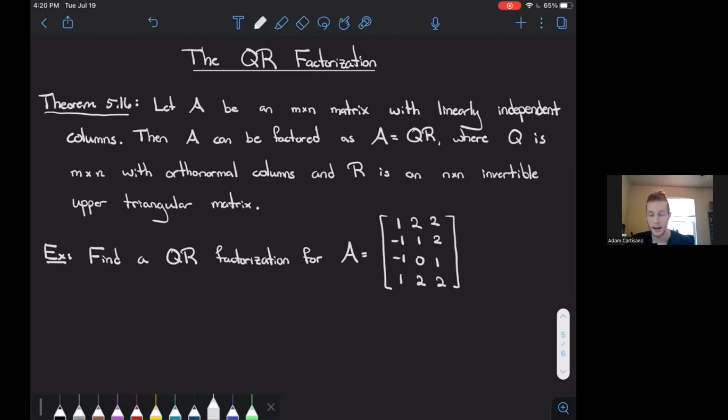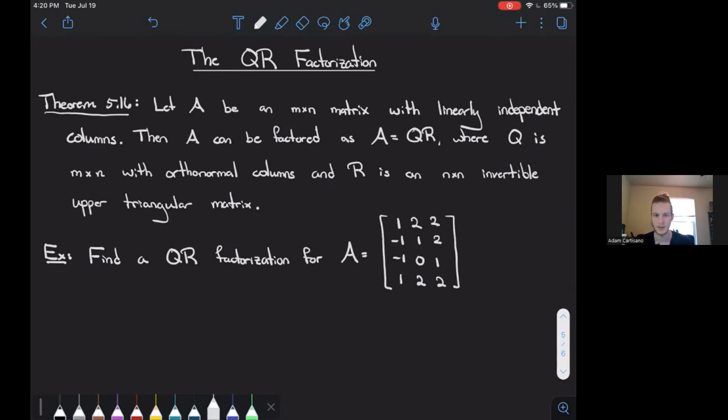Anyway, then A can be factored as Q times R, where Q is an m by n matrix with orthonormal columns, and R is an n by n invertible upper triangular matrix. So an upper triangular matrix without any zeros on the diagonal. Then it just says, okay, no proof. We just have an example.